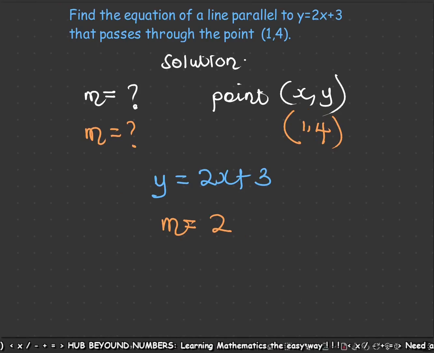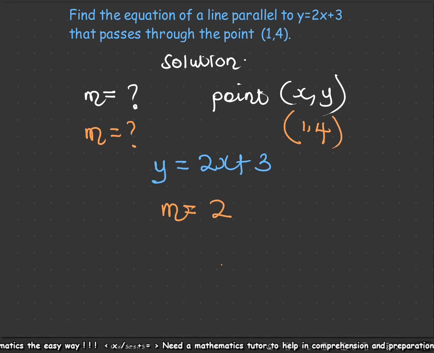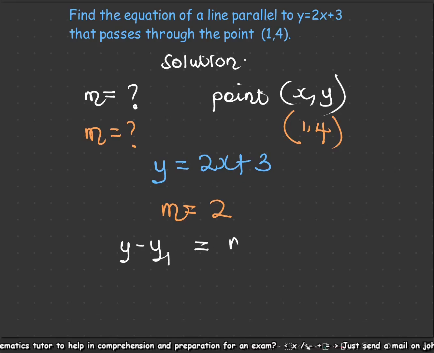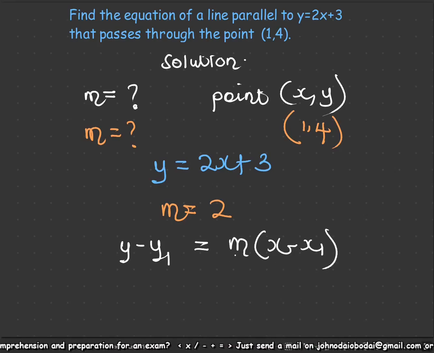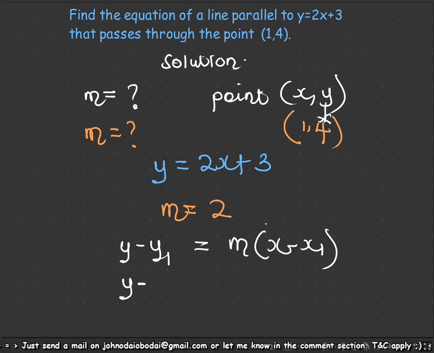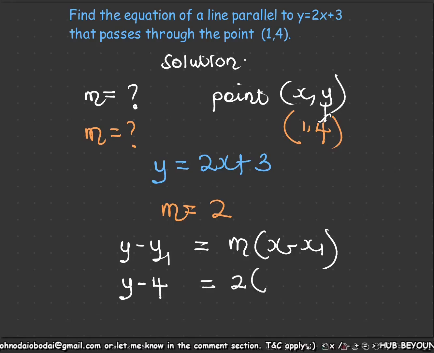Per our previous lesson on the equation of a line, we can use the point-slope form, that is y minus y1 is equal to m into bracket x minus x1. We know our m to be 2, and then this is our point. Substituting, our y minus y1 would be 4, which is equal to our gradient, 2, into bracket x minus your x1.